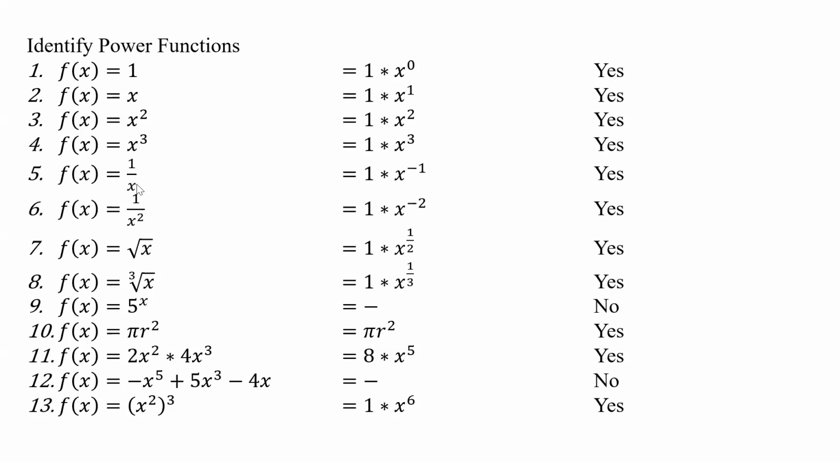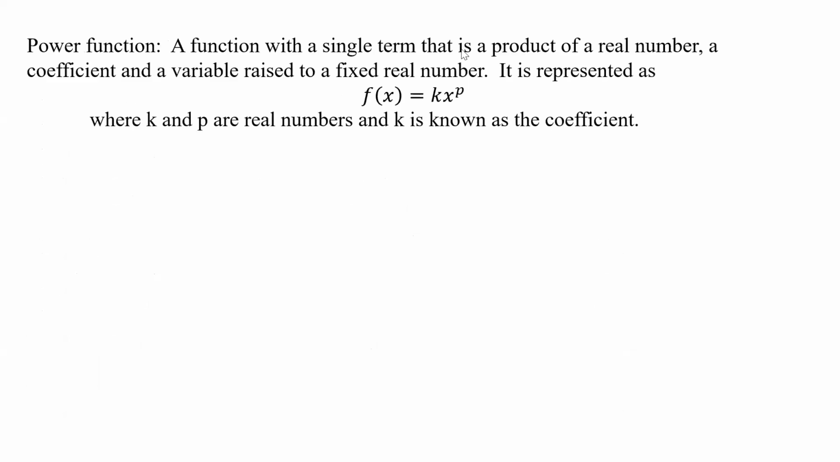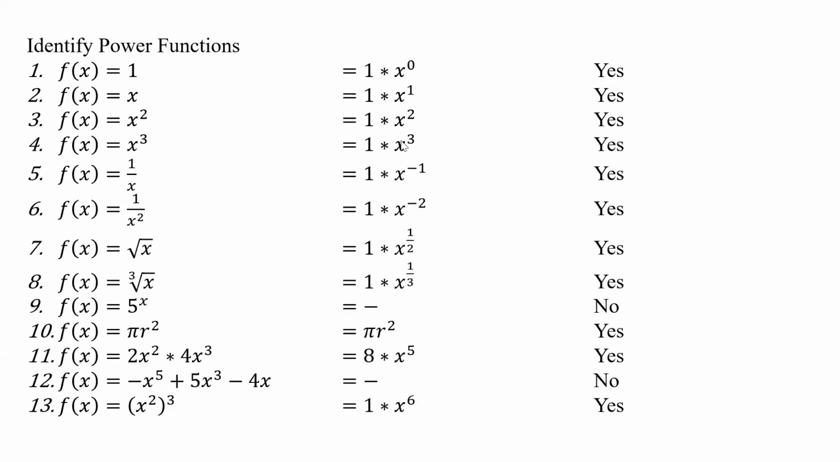Now, 1 over x makes it not quite so obvious because you haven't gotten the form x to some power. So what we have to do is flip it over and say that's x to the negative 1, and it's still times 1. And that is a power function. And again, our variables are raised to any fixed real number. So as long as it's a real number, that works. And negative 1 is a real number.